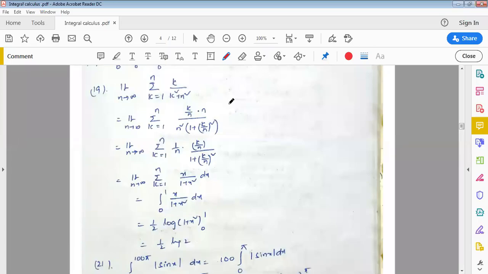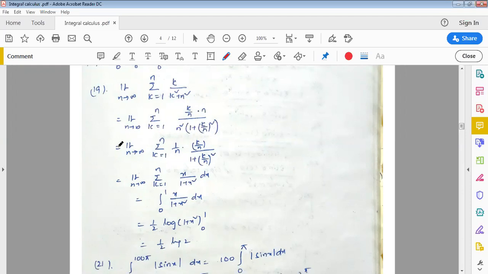Coming to the next problem, the value of the limit as n tends to infinity of the sum from k equals 1 to n of k by (k square plus n square). This problem can be solved like this: in this particular function we have to write k by n in place of k. For balancing I have written into n, and in the denominator I have taken n square common, so that I get 1 plus (k by n) whole square.